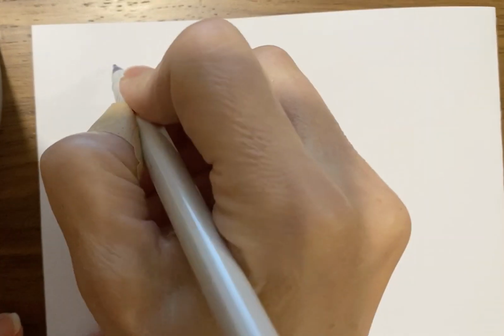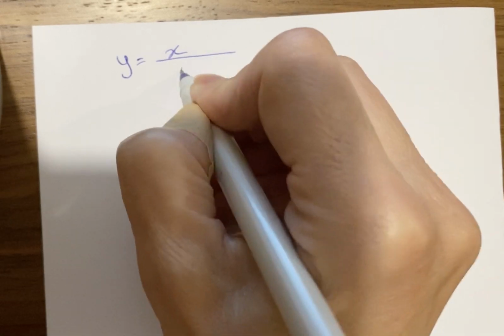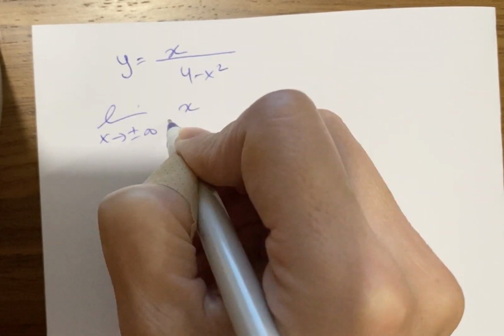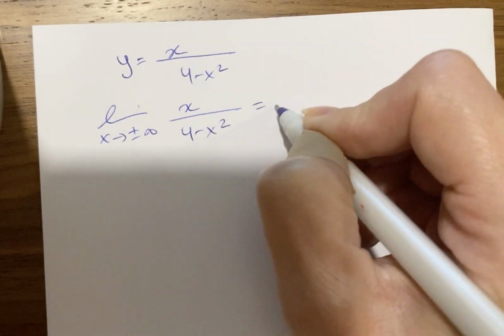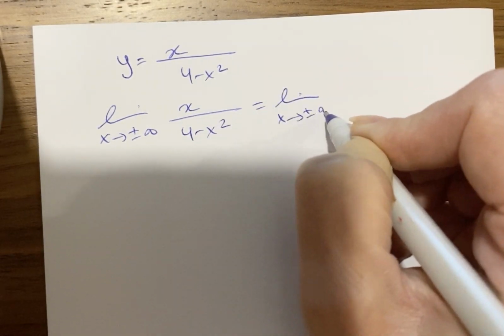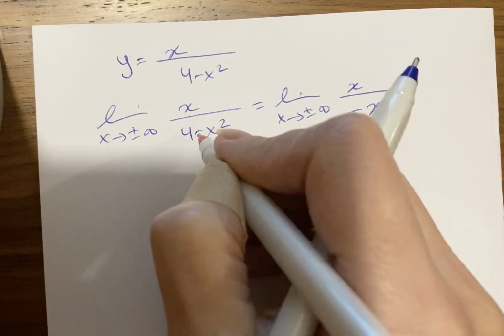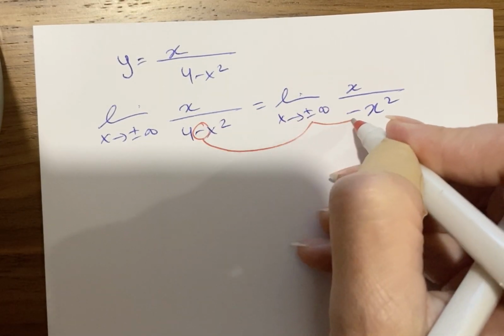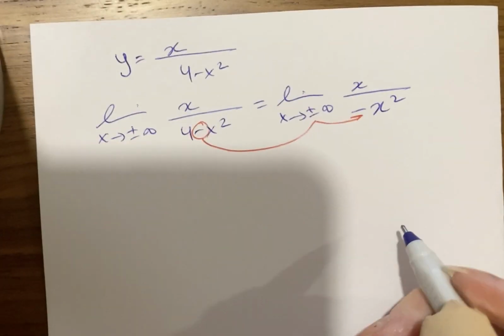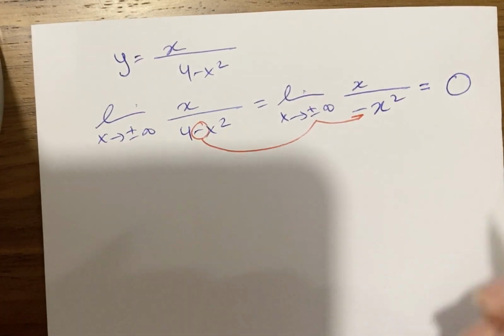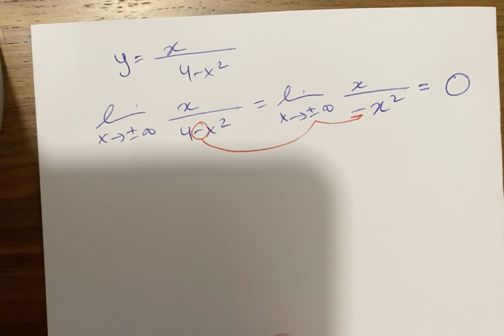So I bring the same example. Y equals x over 4 minus x squared. What's the limit as x approaches plus or minus infinity of this? It's the highest power up over the highest power down. Common mistake, students forget that this minus is in our coefficient. So the highest power up is smaller than the highest power down. Directly the answer of the limit is 0.